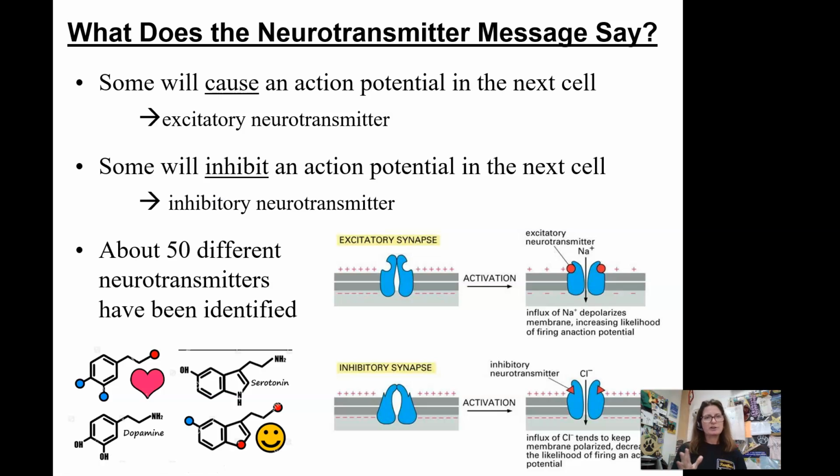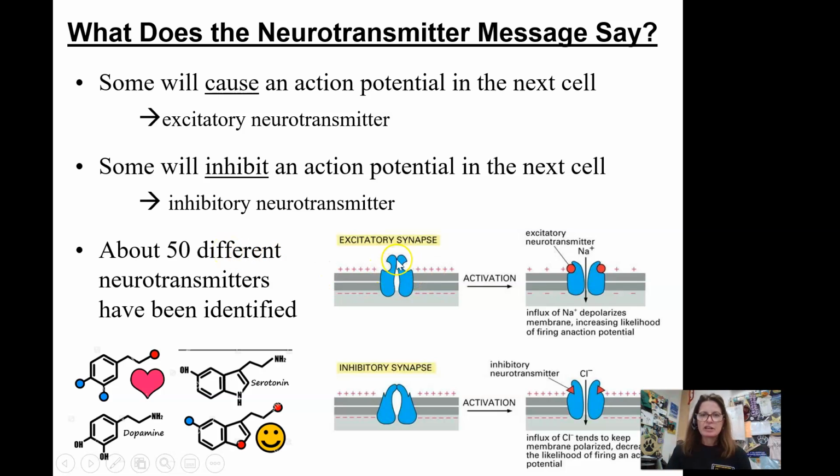And it seems weird that you would send an inhibitory message. But if every neuron in your body was firing and sending excitatory messages, you'd be twitching all over the place. Sometimes you actually say don't fire because you're not supposed to be doing anything right now. So they've identified lots of different kinds of neurotransmitters. We are not going to go into every single one of these. We're going to group them as an overall and call it done.